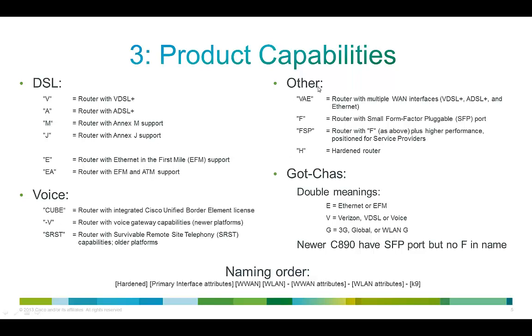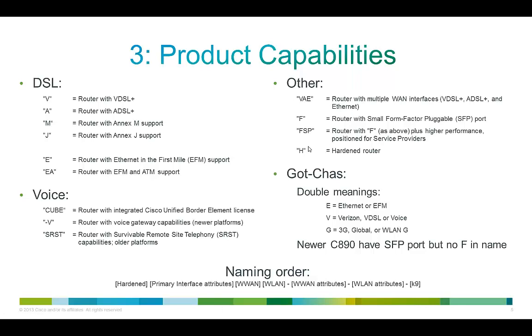Some special capability listings here. VAE has VDSL, ADSL and Ethernet, so it's a combination router. The F stands for SFP port. FSP is a special product that's pretty much built for service provider needs. And H, in the machine-to-machine area, we have hardened routers.